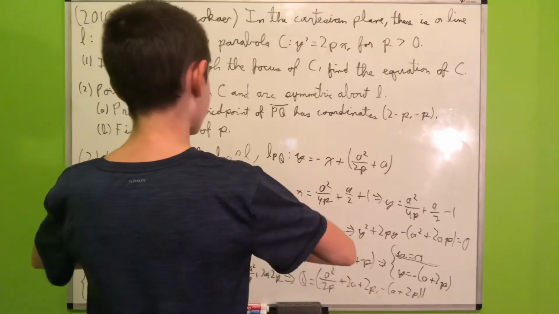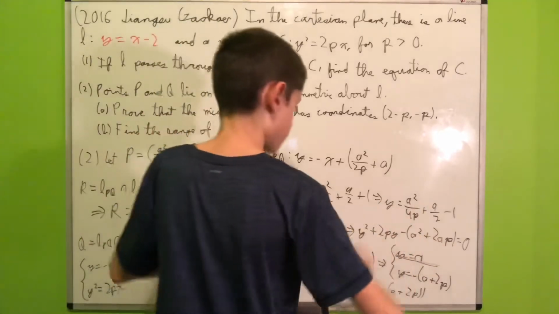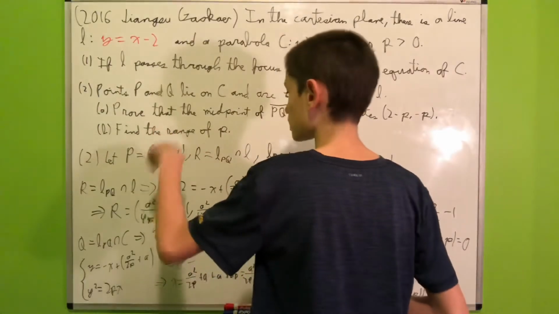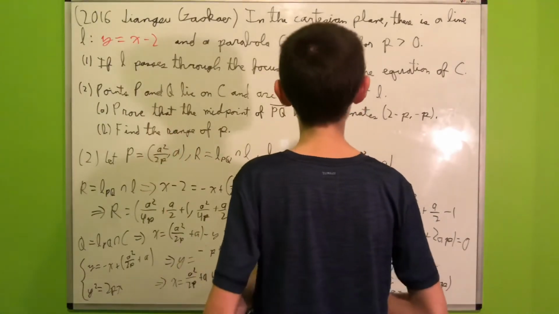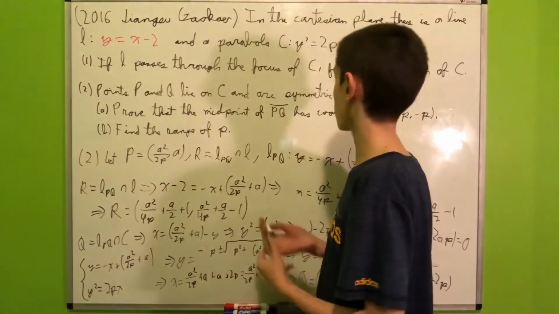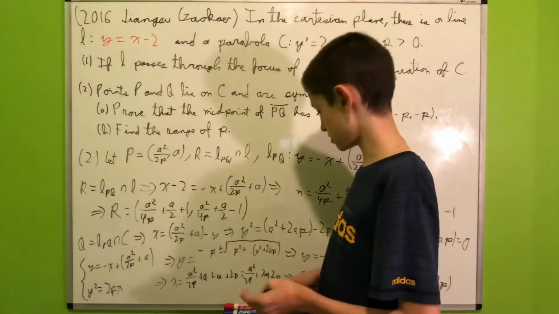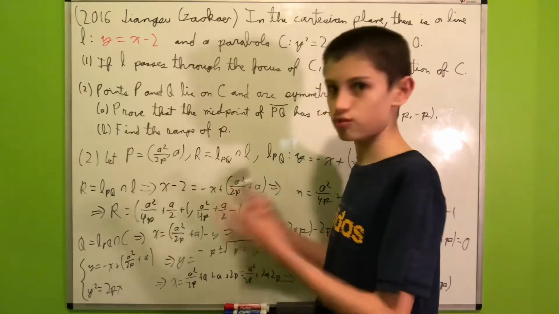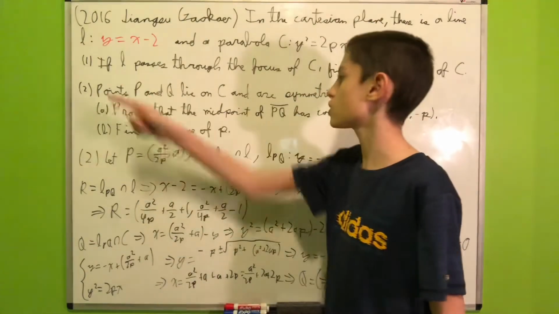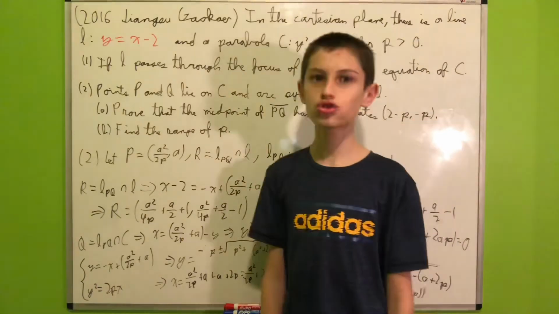Okay, now I'll clean up this part of the board. Now that we have our coordinates for P, Q, and R, we can use the condition that for P and Q to be symmetrical about line L, PR must be equal to RQ. We can use that to solve for a in terms of p, which will in turn allow us to answer our two questions.